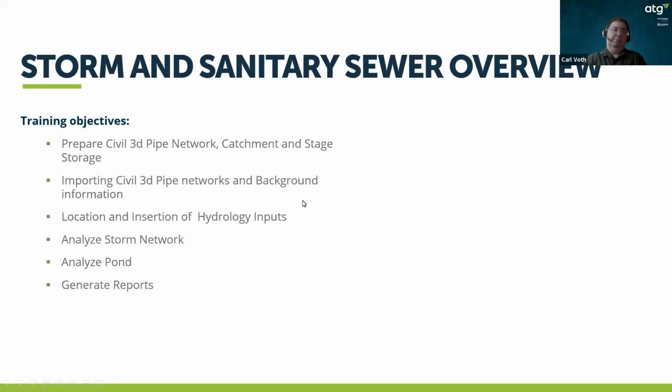So today we're going to prepare some of those Civil 3D pipe networks, catchments, and use some stage storage to get some information. We're going to import those Civil 3D pipe networks and background information. We're going to get some information for some of those hydraulic imports, i.e. our C values and CNs and soil types and IDF curve information, and everywhere you can get that. We're going to utilize some good government websites for that.